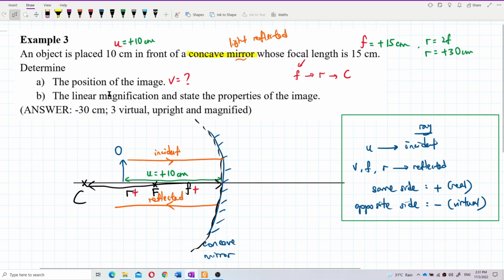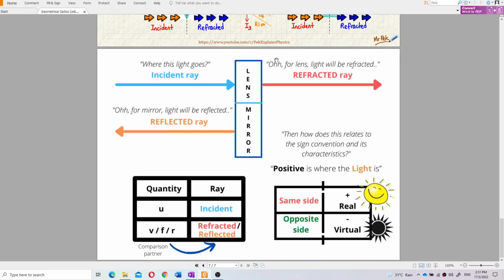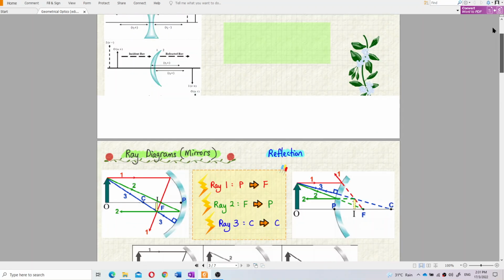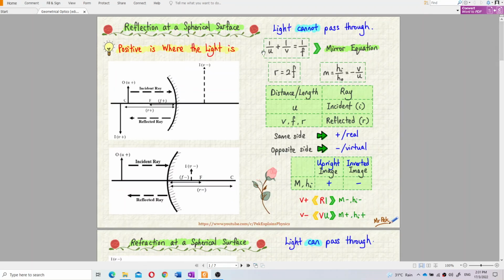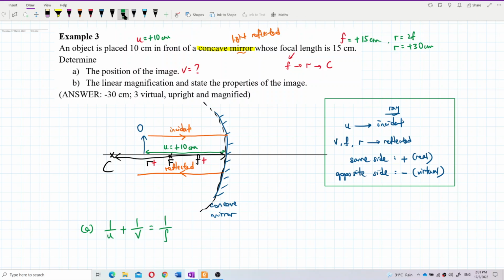Now, we want to find the position of the image. That means the image distance. So what formula do we use for a mirror? For a mirror we are going to use the mirror equation, 1 over u plus 1 over v equals 1 over f. So let me use that formula. Question A.